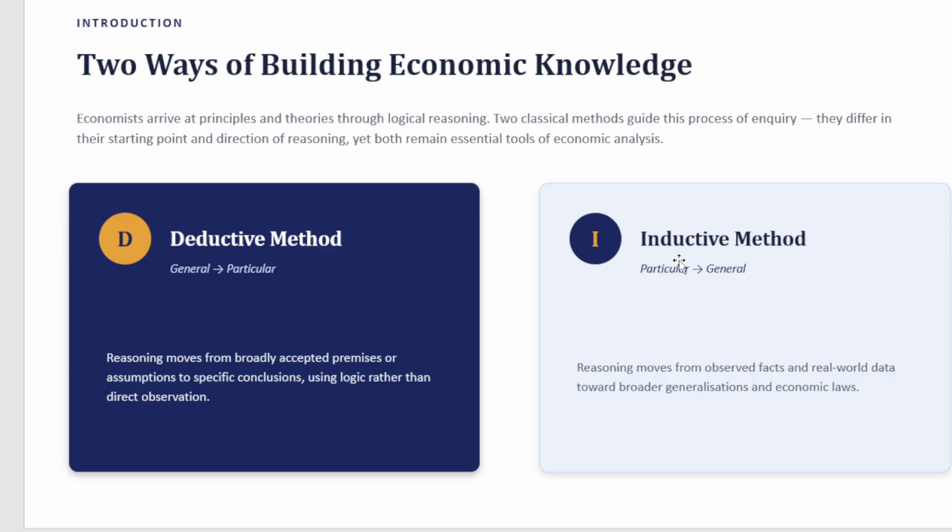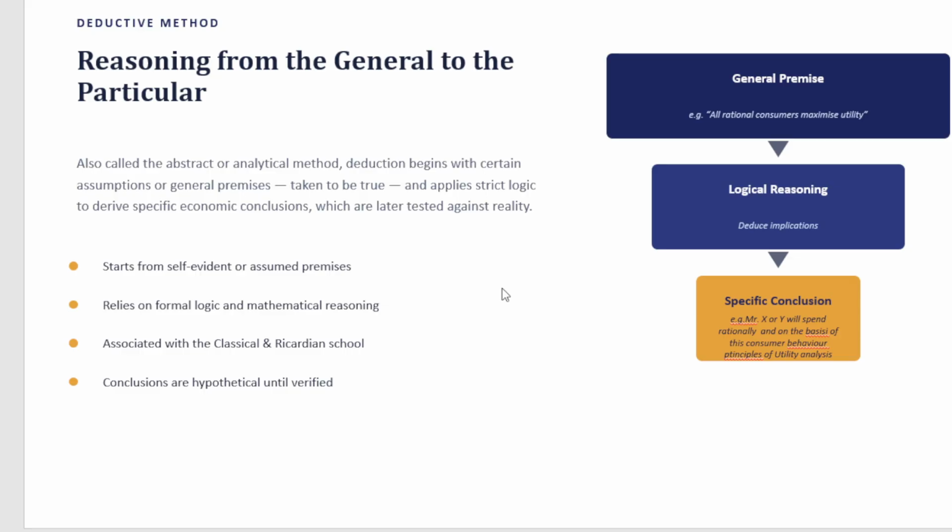So in deductive method we are going from general to specific, but in inductive method we are going from particular to general. We are taking samples, and on the basis of the results of the samples we make theories. And in deductive method we just take assumptions, and on the basis of the assumptions we draw conclusions about any particular situation. These are the two ways, deductive method and inductive method.